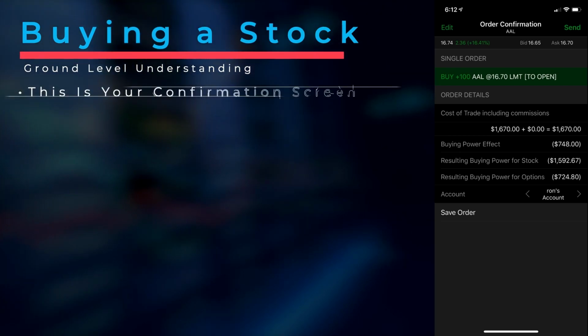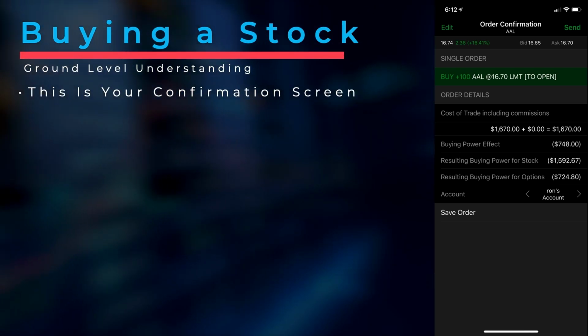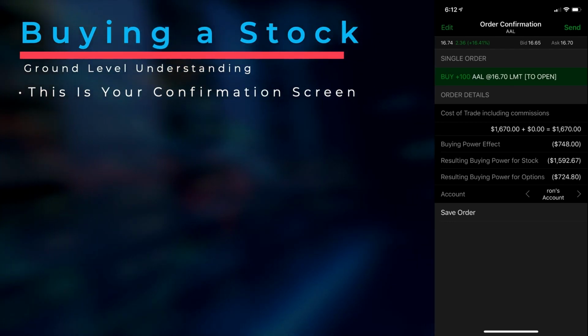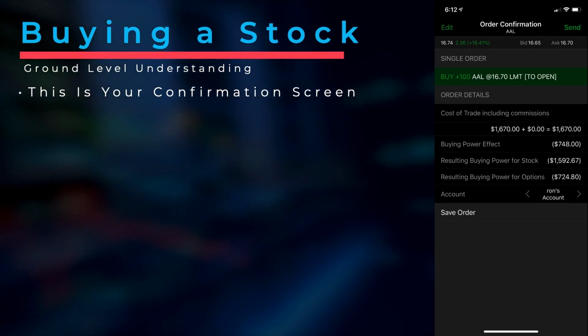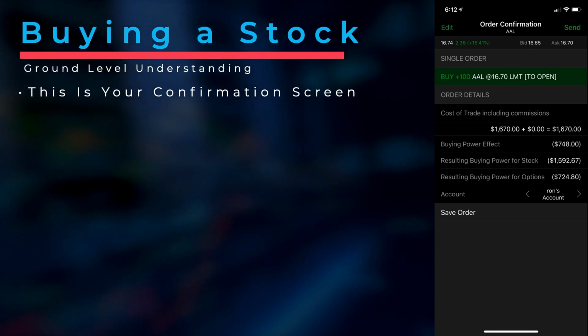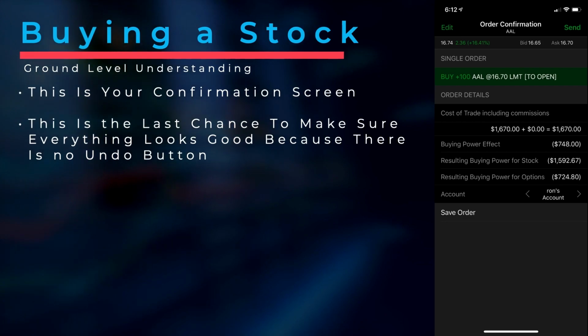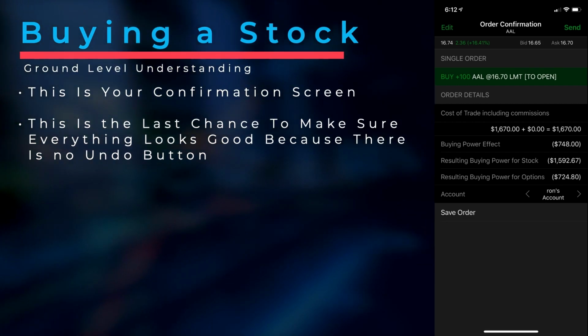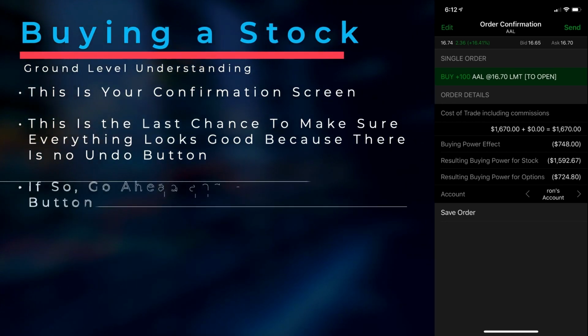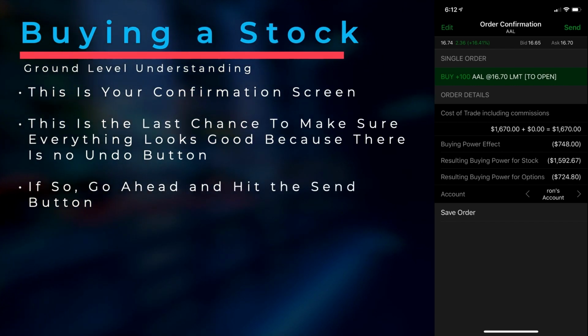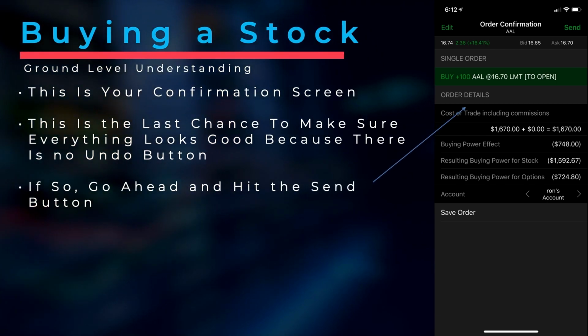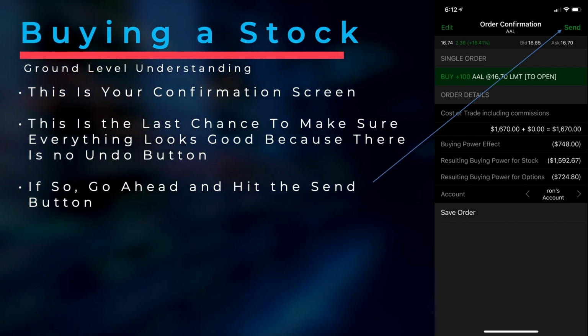So you're going to check this screen, make sure the price looks right, make sure the money looks right, make sure the stock looks right, everything looks right before you hit that send button. This is the last chance before you hit that button up top. And once you hit that button, you're good to go, and the order has been sent off to the market.